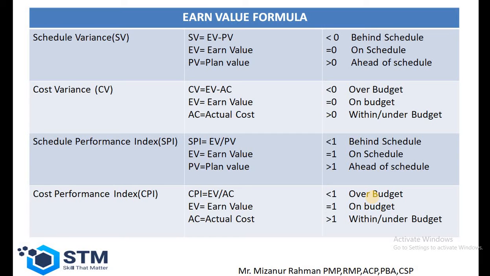So basically, based on these 4 values, schedule variance, cost variance, schedule performance index and cost performance index, the project manager or project management team can decide the current status of the project. We are going to see some math questions on this in the following slides.